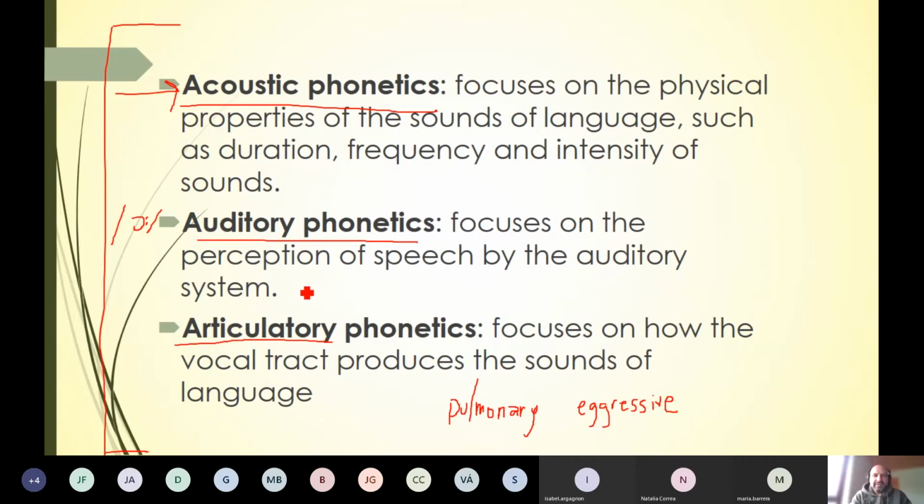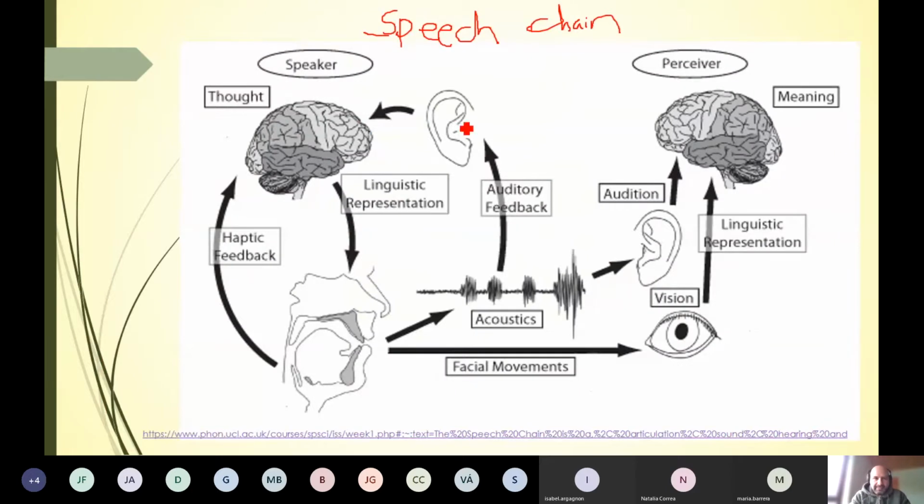And how is this connected with the speech chain? Well, basically, a speaker produces a thought. The thought from the brain sends signals to your muscles. The muscles are activated and articulate a sound. The sound is produced. This is studied by articulatory phonetics. And then the sound leaves the oral cavity in the form of sound waves.